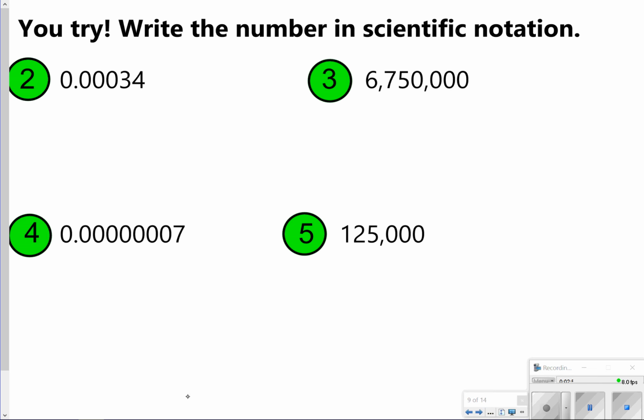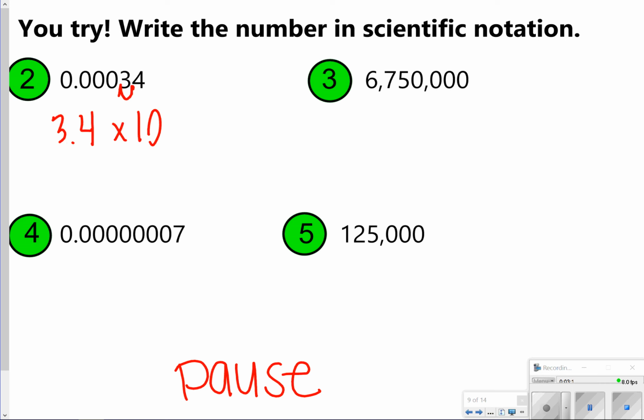So let's go ahead and pause the video here, and once you're done trying them, click play so you can check your work. Alright, so number 2, your decimal is going to be 3.4, and then your exponent would be 10 to the 1, 2, 3, 4th power, and since we moved it 4 times to the left, we're going to say 10 to the -4th. So my answer for number 2 is 3.4 times 10 to the -4th. For number 3, my decimal will be 6.75.